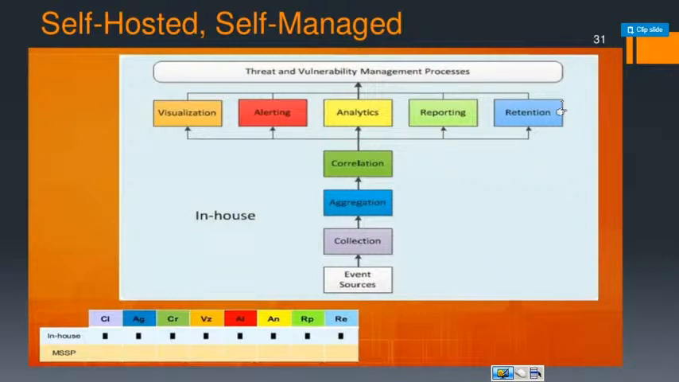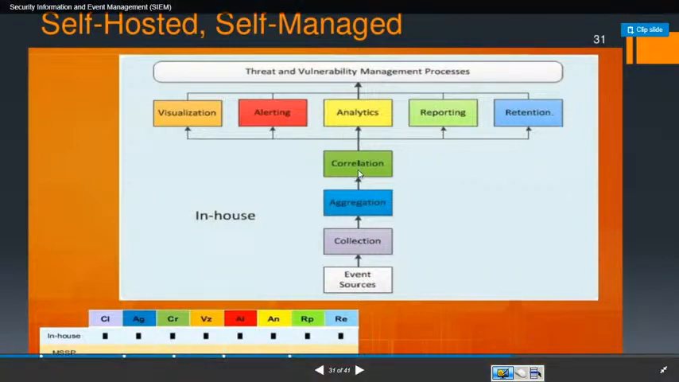Then this is our correlation rules. First you get the event sources, like your Windows machines and Linux machines; all these are event sources. From there you collect the logs and aggregate them. Once it gets correlated, you can use this for any of these things. That is the overall picture.